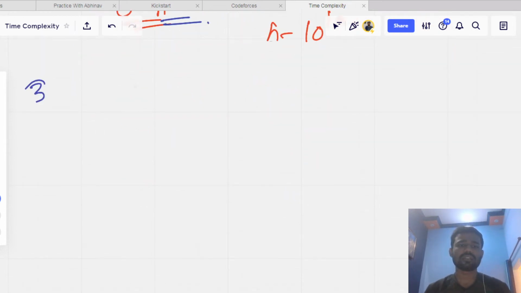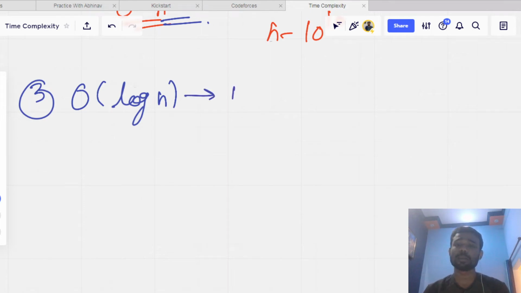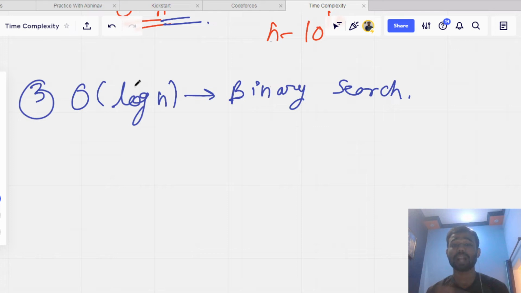So the third one is O of log n, logarithmic time complexity. And a perfect example of logarithmic time complexity is binary search. So binary search takes O log n of time complexity. I think we all know that. And there is a very big difference between O of n and O of log n, means the logarithmic time complexity and the linear time complexity. लोगों को पता नहीं चलता, but बहुत बड़ा difference होता है.